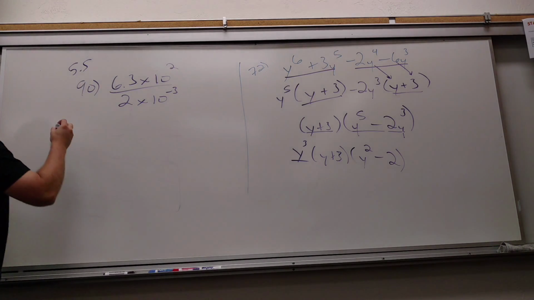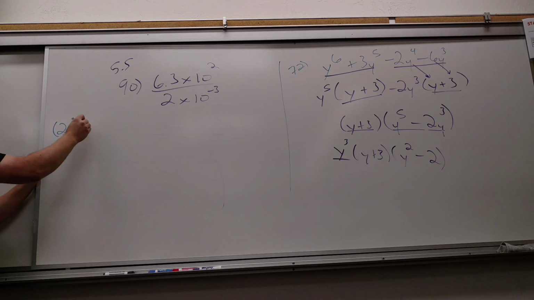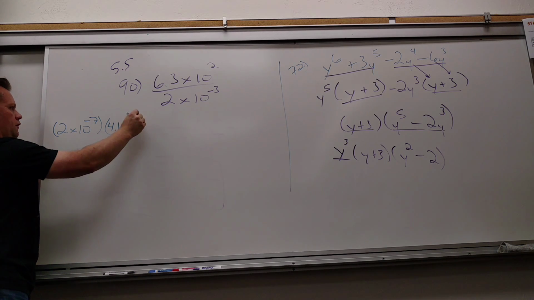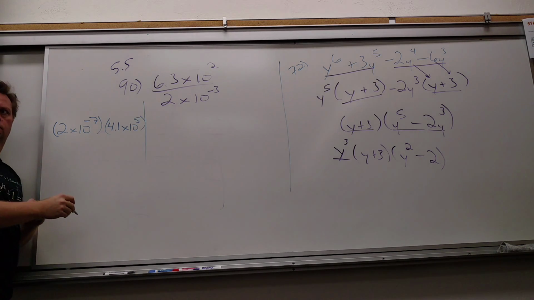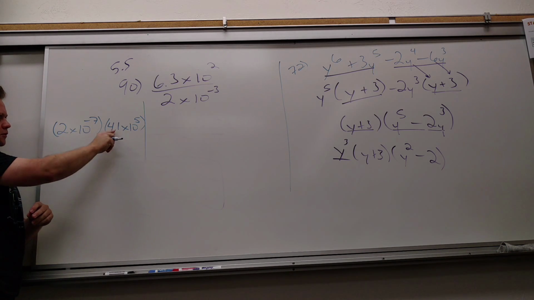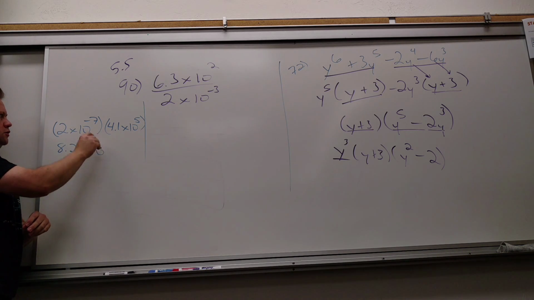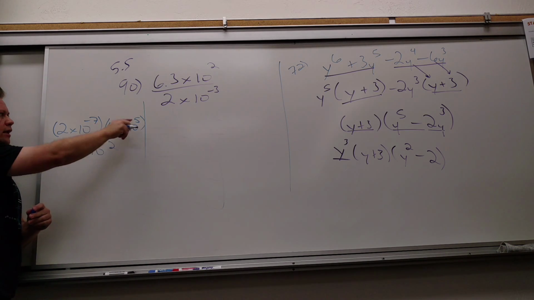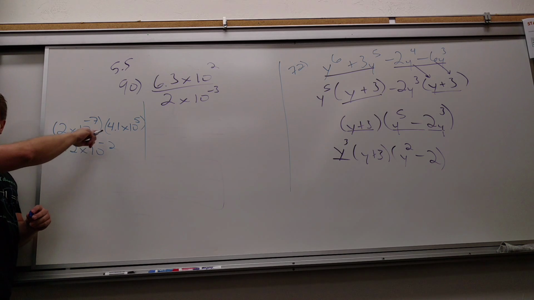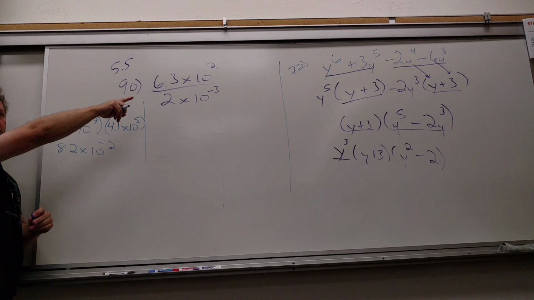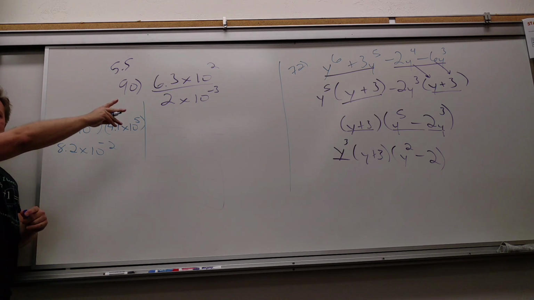A real quick reminder: if I had 2 times 10 to the negative 7th times 4.1 times 10 to the 5th, how would you do that? Okay, good. You would add the exponents, and then you would do what here? Yeah, so 8.2 times 10 to the negative 2. Why am I adding powers? Because I'm multiplying. Do you guys understand why I'm saying this? Because now that's easy, relatively.